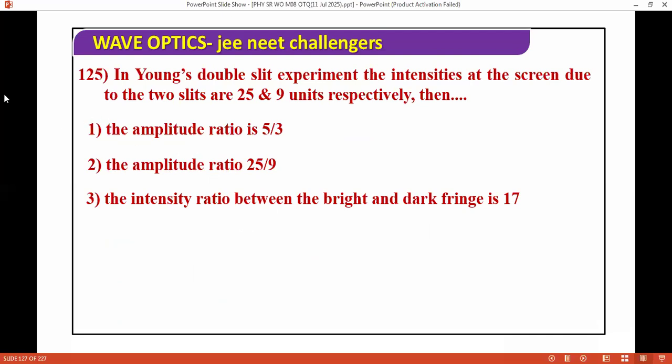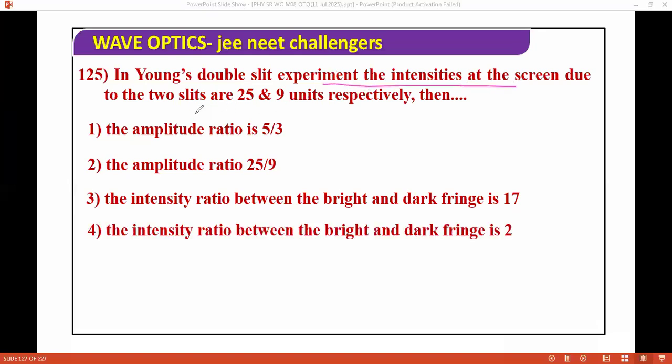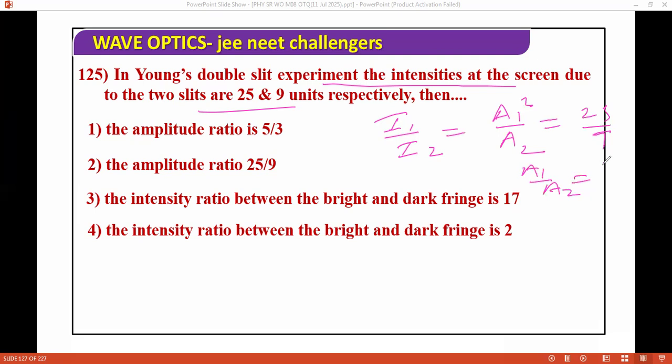So see in this question, what is given? It's given that the intensities at the screen due to the two slits are in the ratio I1 is to I2, what can we say? A1 square by A2 square, because intensity is proportional to A square, equals 25 is to 9. So from here, can you find out A1 by A2? A1 by A2 is equal to 5 by 3. Do you agree? If you agree, so now come to the question.